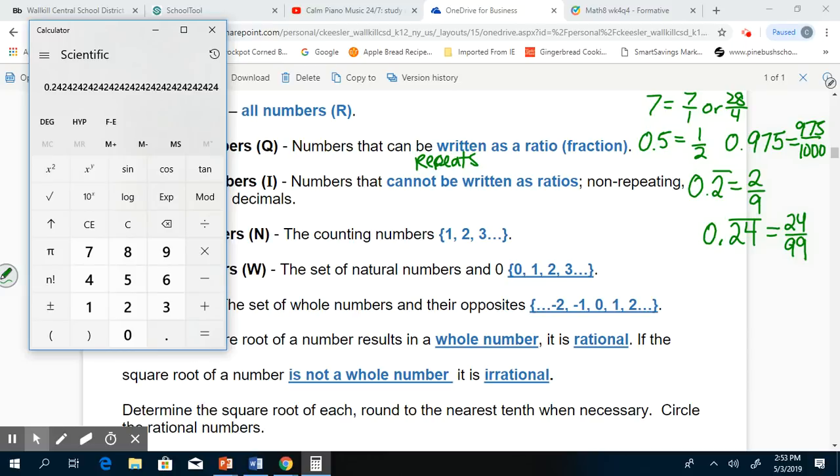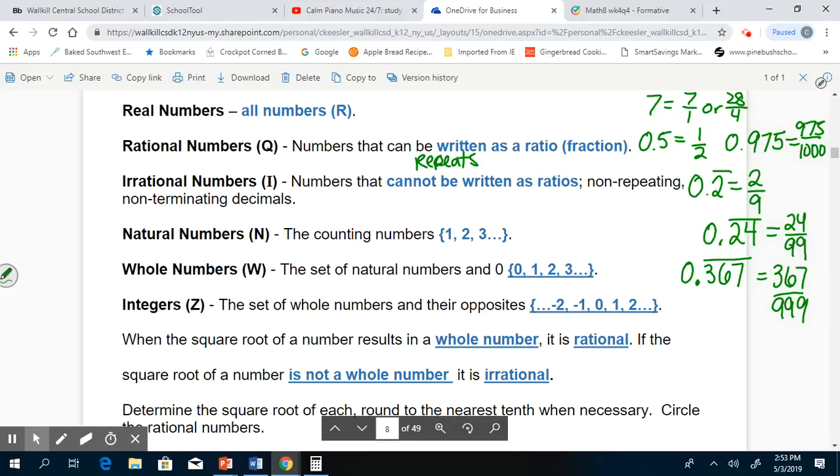Okay. And lastly, if I have something with 3 digits repeating, something like 0.367 all repeating, that can be written as 367/999. And again, if I prove it to you, 367 divided by 999 is 0.367367367 and so on. So that proves that any repeating decimal can also be written as a ratio or a fraction and is therefore rational. So think rational and repeating, think rational and written as a fraction.